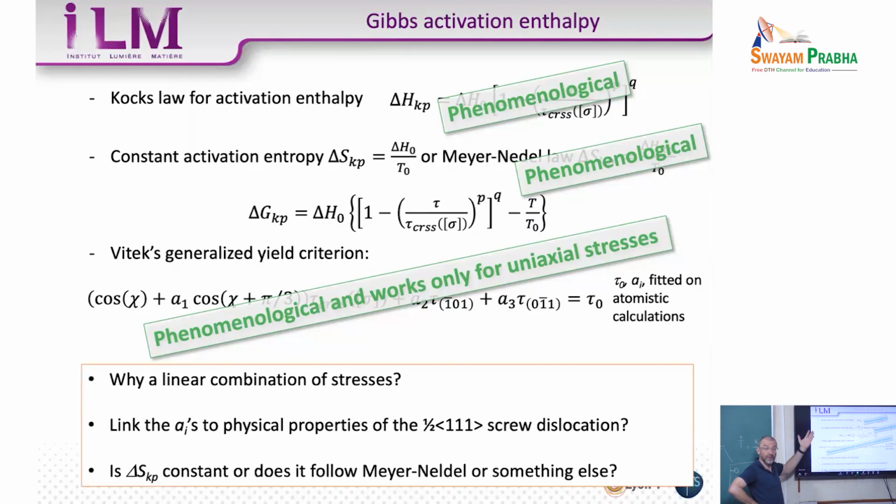And actually, it works very well. So why does a linear combination work so well? Also, can I predict the different terms from atomistic simulations? In particular, can I predict this A3, A2, A1 directly from atomistic simulations?